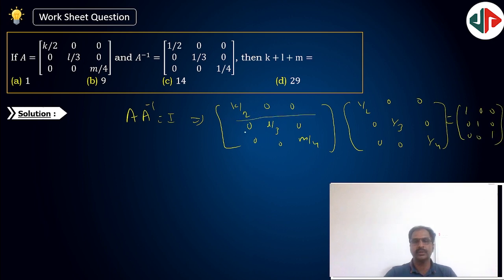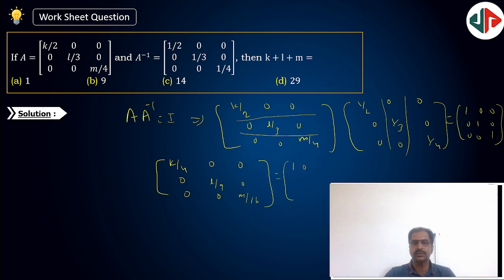Now by multiplying these two matrices, what do you get? K by 4, 0, 0, 0, L by 9, 0, 0, 0, M by 16. This is equal to 1, 0, 0, 0, 1, 0, 0, 0, 1. By equating the two matrices, you will get K as 4, L as 9, M as 16.